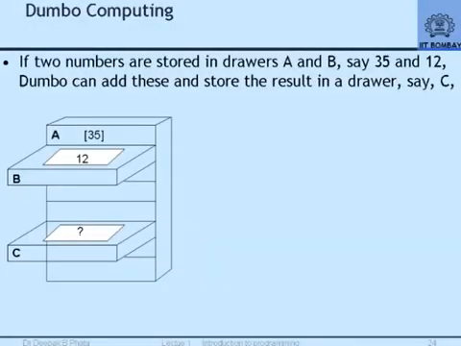Now calculations. How do we make Dumbo compute? So we define some instructions for it. Let's assume that there are two drawers containing numbers 35 and 12. I have shown the drawer B open, drawer A is closed, but we can sort of peep into it. So I have shown the number 35 as the value inside that drawer. So these are the two values in A and B, and if you recall the instruction that we had in mind, we want to add these two numbers to get a result which we want to put in C. Notice that drawer C is shown to contain a question mark. It means it contains some value, but we don't know what that value is. We don't care.